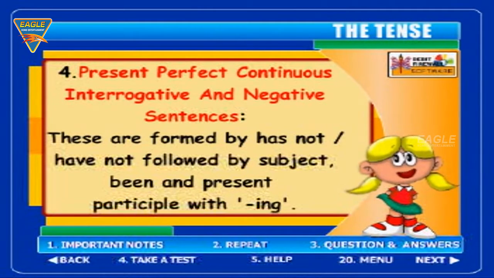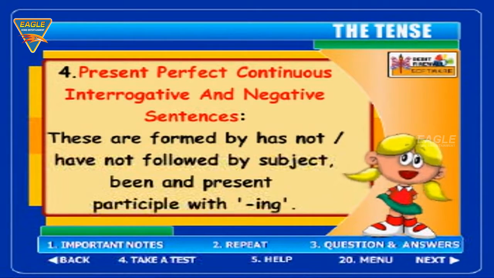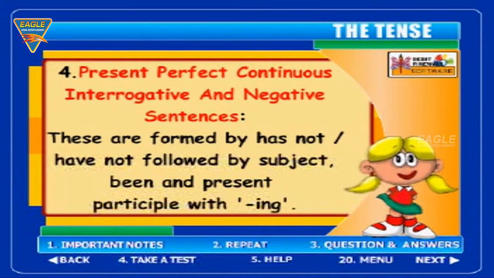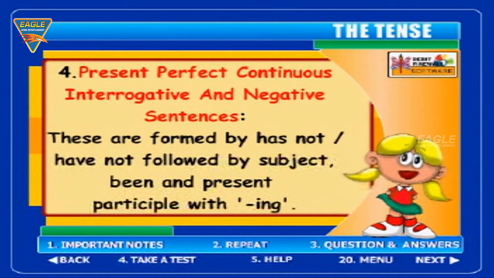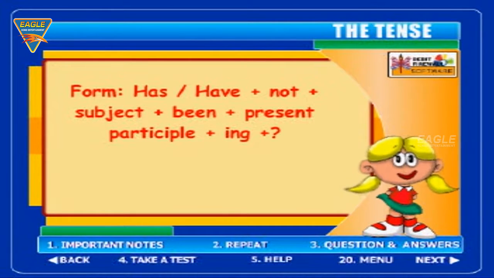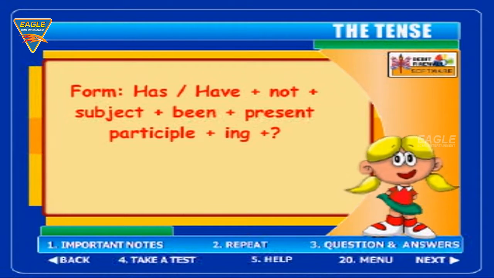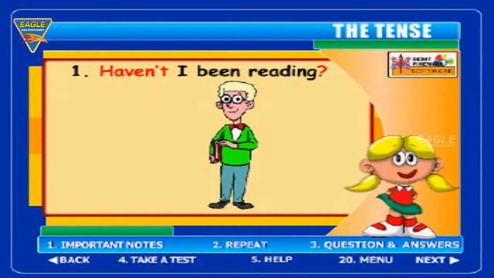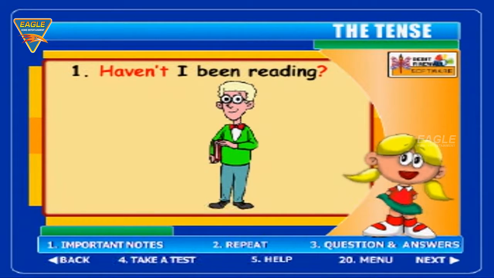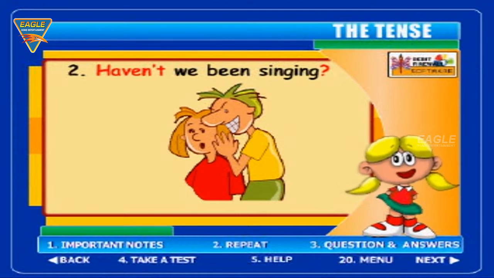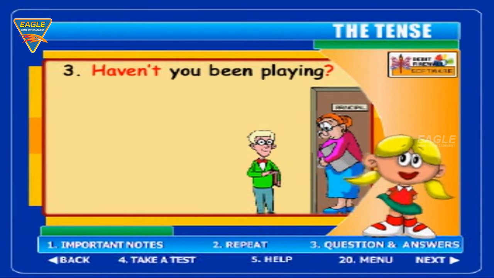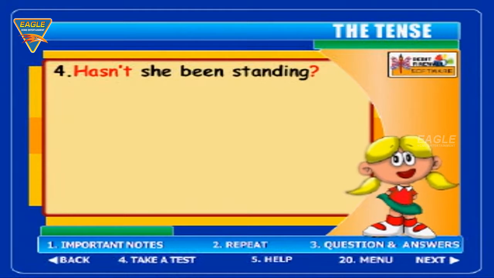Present perfect continuous interrogative and negative sentences. These are formed by has not or have not followed by the subject, been and the present participle with ing. Form: has or have plus not plus subject plus been plus present participle plus ing plus question mark. Examples: Haven't I been reading? Haven't we been singing? Haven't you been playing? Hasn't she been standing?